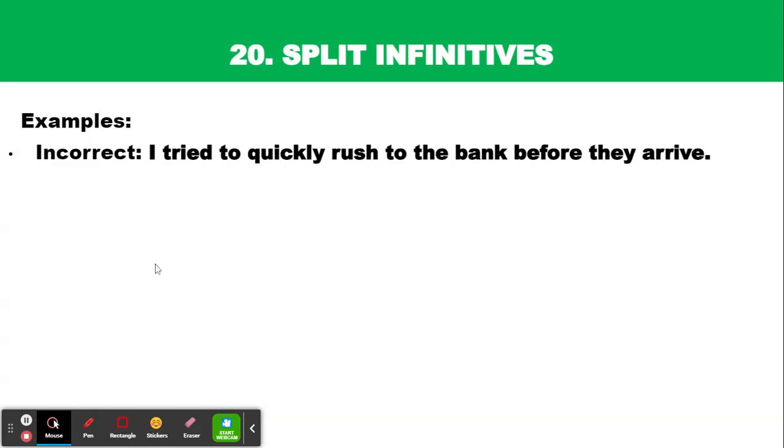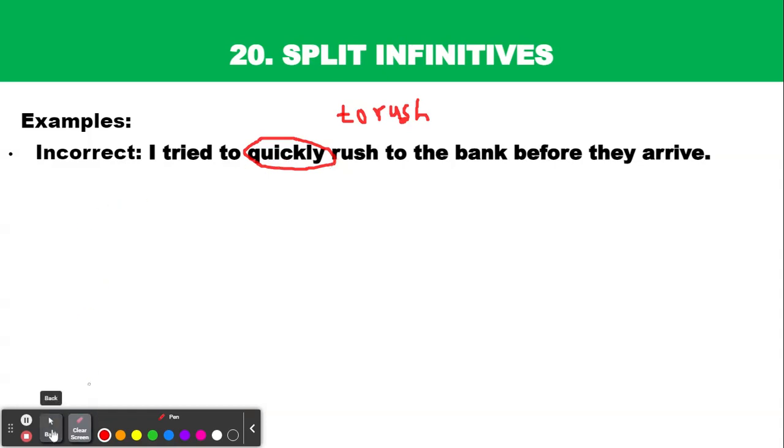So this "quickly" here is splitting this structure. "I tried to rush to the bank." You see, so this adverb is splitting this. The infinitive here is "to rush." "To rush" is the infinitive. The infinitive always begins with the preposition "to." So you have to rush, to read, to sleep, to jump. So when you begin with "to" and then you bring something in between them, it is grammatically wrong according to grammarians: "I tried to quickly rush to the bank."